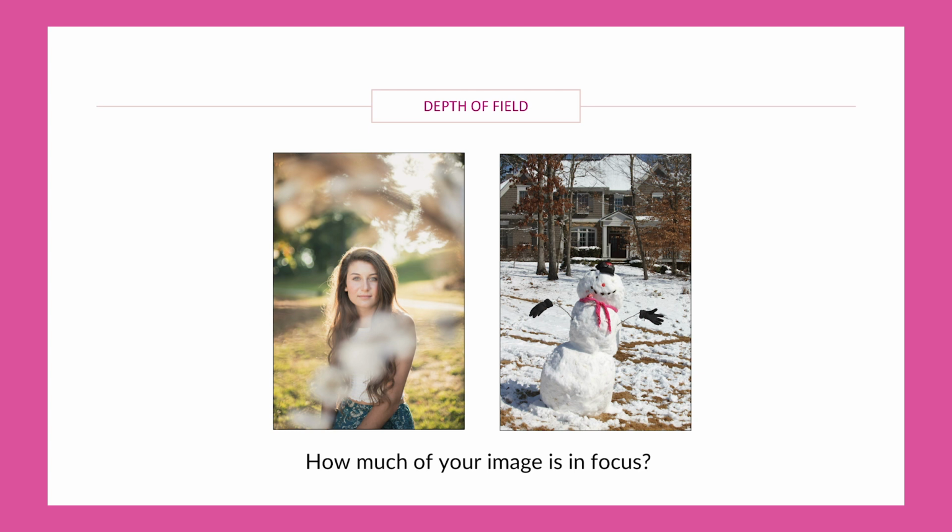So in order to get a shallow depth of field, you manipulate your aperture. And we're going to talk a lot more about this. Now here on the right, I've got the snowman, and you can see the snowman is very in focus, as well as the house in the background. So everything's in focus from the front to the back. Now that is called a large depth of field. And that is something that you use for landscapes, anything that you want to keep in focus. You don't want it to blur out. That's when you use a deep or a large depth of field.